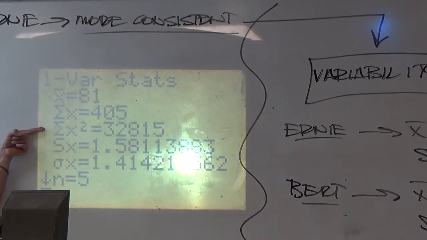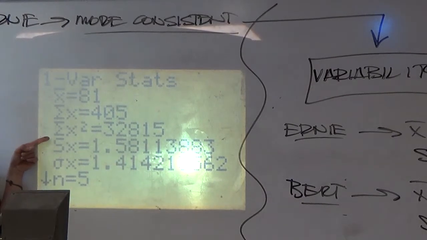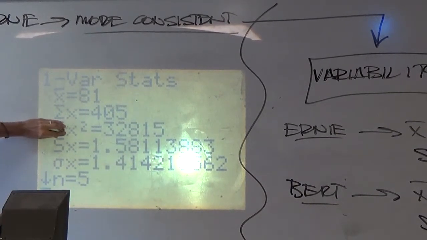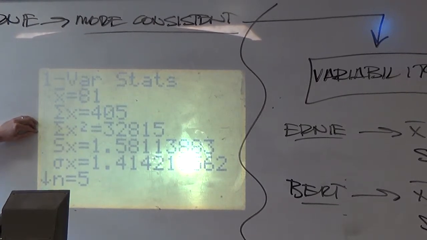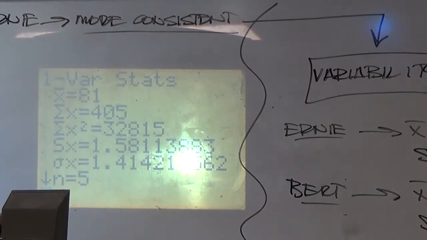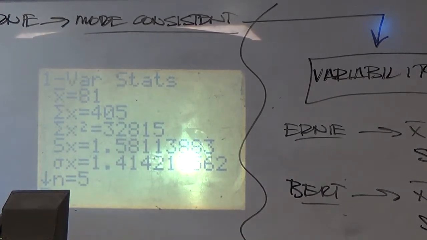What's this? This is if you took each of Ernie's exam scores, squared them, and then added them up. It's called the sum of squares. You'll never use it here, because that is 32,815 squared points. I don't know what that means. Doesn't matter, you're not going to use it.